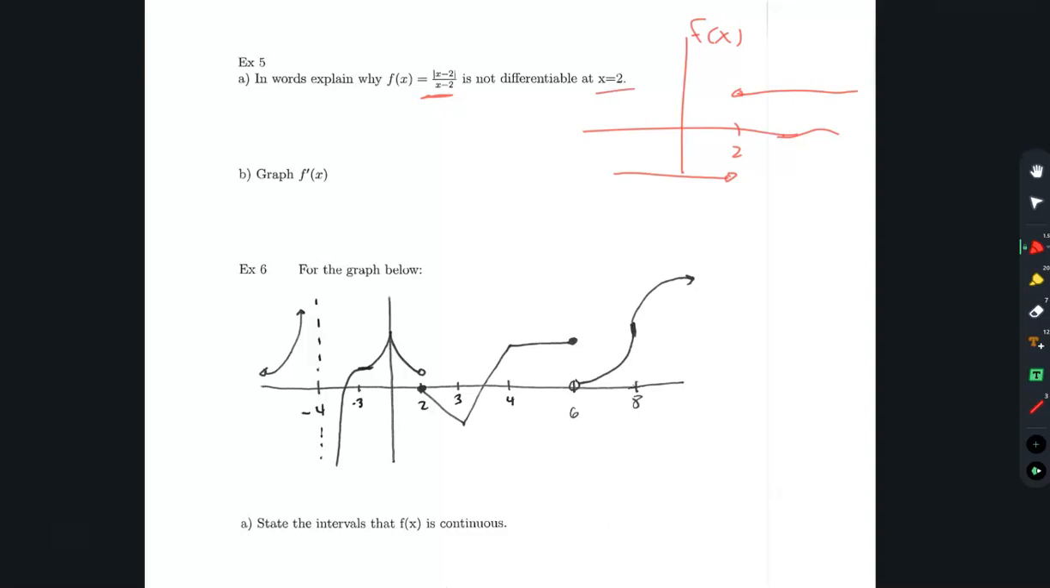So why is it not differentiable at x equal 2? Well, it's not continuous, right? So it's not continuous. I have to lift my pen to draw that graph.